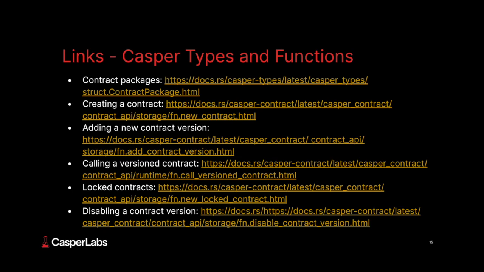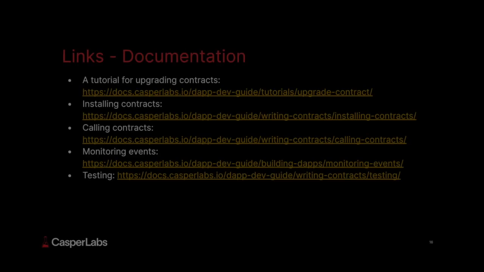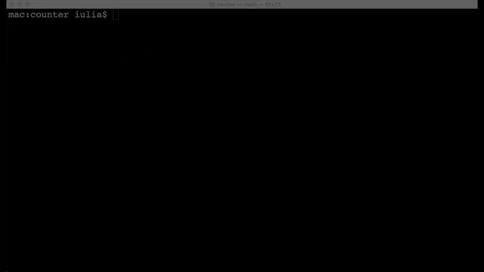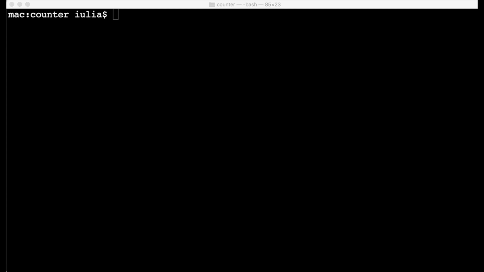Here are the links we mentioned previously for Casper types and functions related to contract versioning. The description below will contain the links as well. And here are a few tutorials from the documentation related to upgrading contracts, installing contracts, calling contracts, monitoring and testing. Next, let's dive into a demo and see how contract versioning would look like.